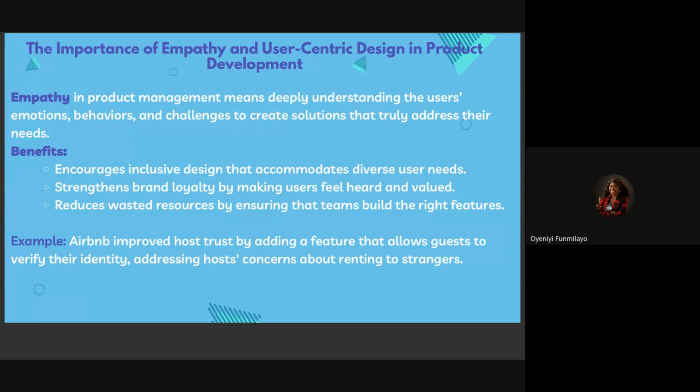For example, Airbnb improved host trust by adding a feature that allows guests to verify their identity. Maybe there was nothing to track the user before, like maybe no NIN or other things you can use to know this user. But when they put that feature in their product, it addressed hosts' concerns about renting to strangers.